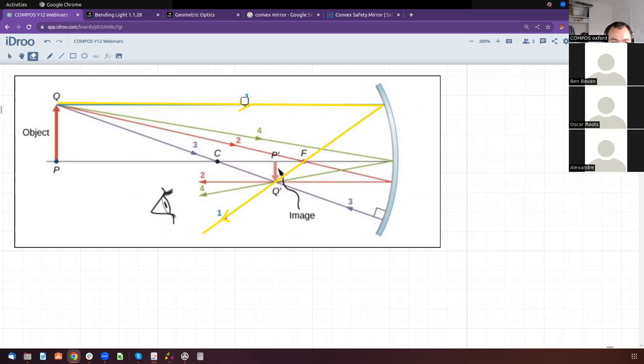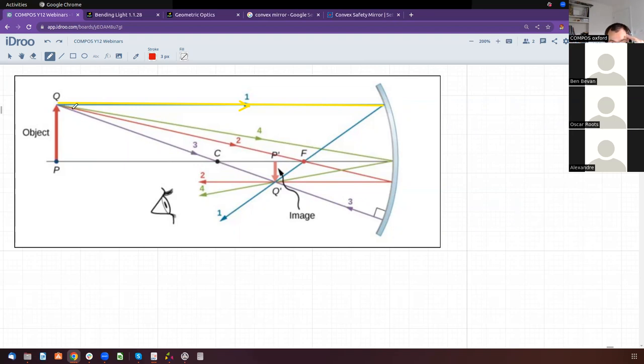So the first ray for a mirror is the parallel one, and it bounces through the focal point. The second ray is the one that goes through the focal point and comes out parallel to the axis. The third ray goes through the center of the curvature. It's a spherical mirror, and the sphere has a center, and C is the center of the sphere.